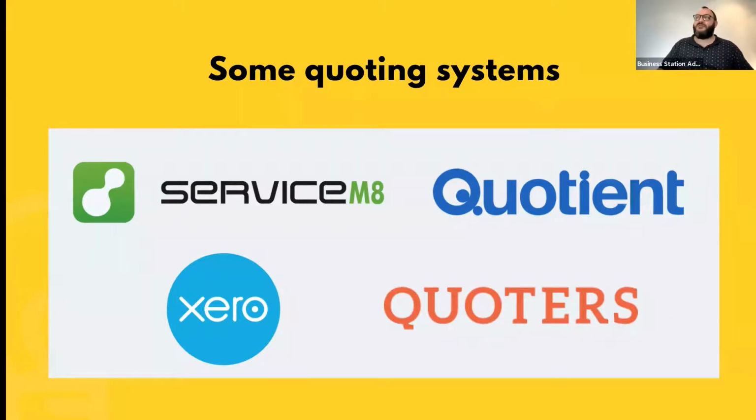Quotient is something that I found just by doing a Google search once. I came up with it, looked at how it worked. It templated the quoting process, and I thought it worked really well. It also integrates nicely with Xero, so it can export its data into Xero to create an invoice based upon your quote, which was very nice. Really nice system, really beautiful invoices that it produces, and it can be accepted online as well.